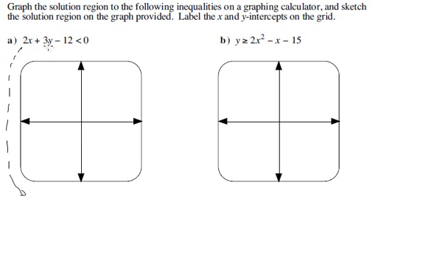If you want to get one of these into the calculator, you have to get it into a form with y isolated, because the calculator likes equations that read y equals something. So the first step would be to take the 2x and the minus 12 over to the right side. That gets you 3y is less than minus 2x plus 12.